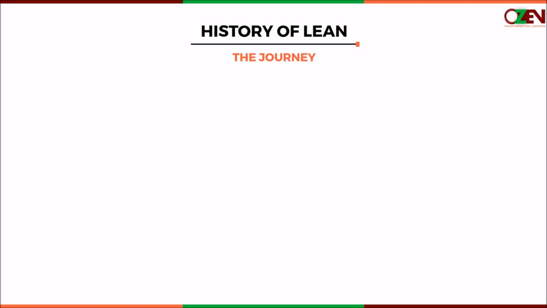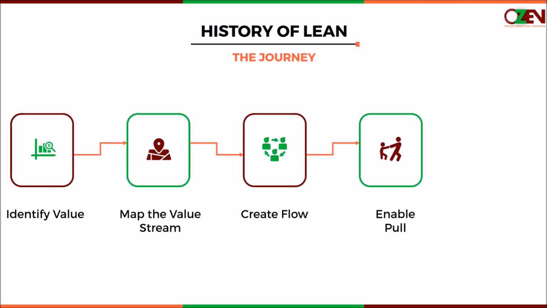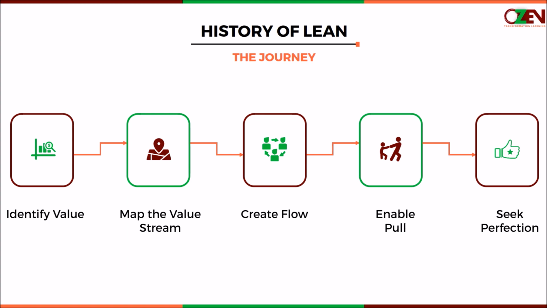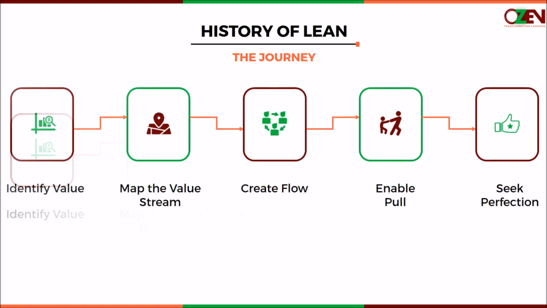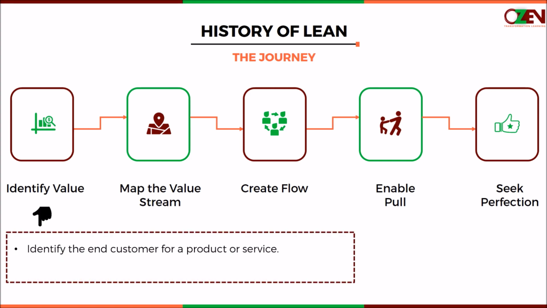There are 5 key principles in Lean. At times, they are referred to as the Lean 5. They are identify value, map the value stream, create flow, enable pull, and seek perfection. Identify value. The first principle, identify value, states that it is important to first identify the end customer for a product or service. Then, know how the customer perceives the product or the service. This is important as it puts the organization in a better position to optimize the process.